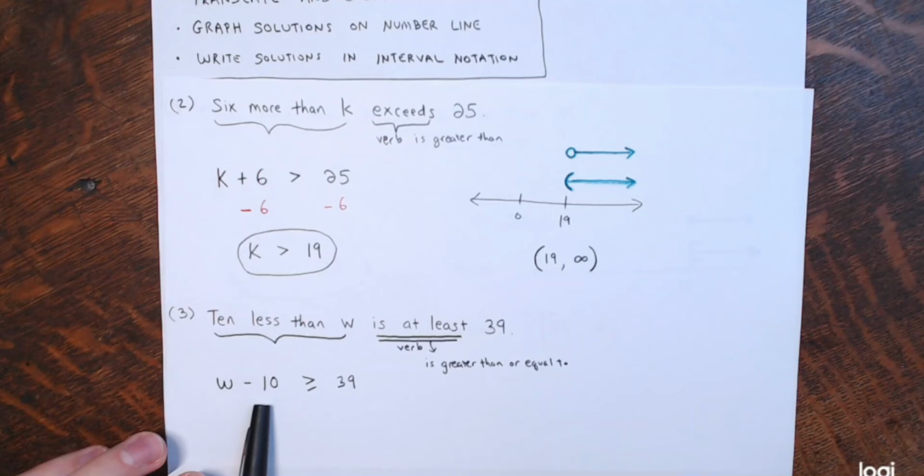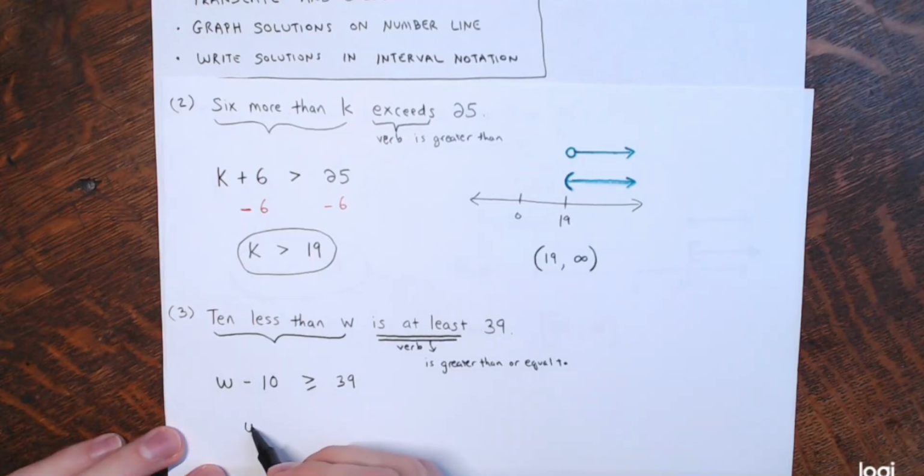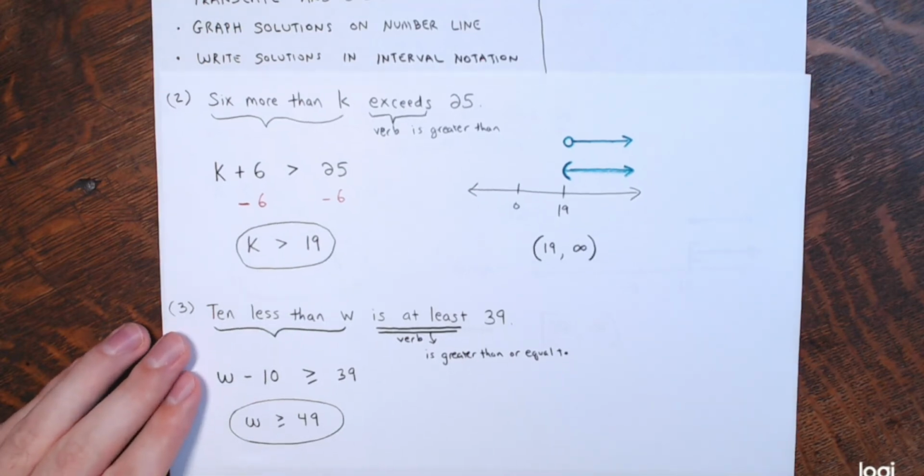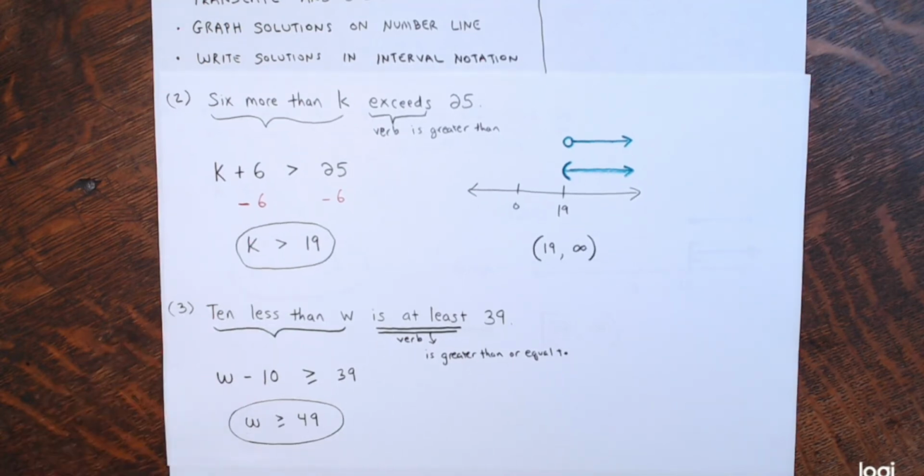And then very easily add 10 to both sides. I'm not even going to write that. Just if I add 10, I'll have w is greater than or equal to 49. And there's the variable alone on the left, number on the right. There's a description of all the numbers that I could replace w with to make this a true statement, all the solutions of this inequality. So I could replace w with any number greater than 49 or 49 itself.